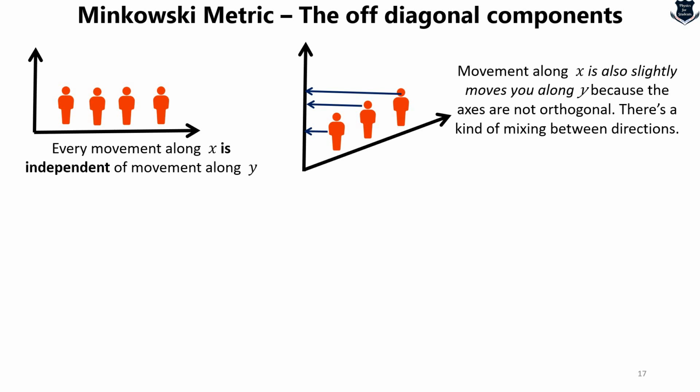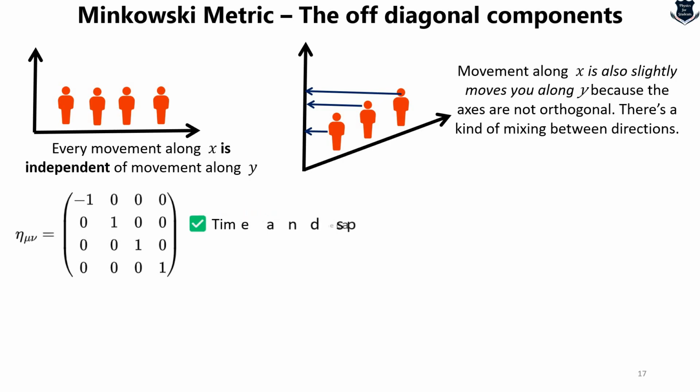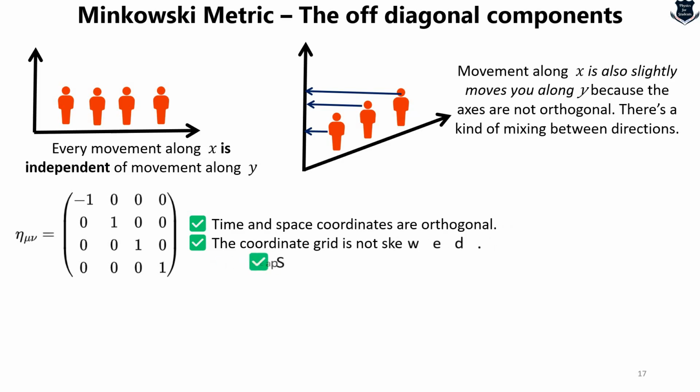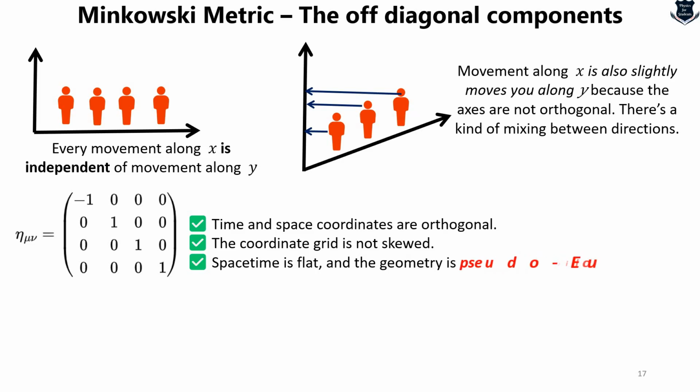So in Minkowski spacetime, the left case was true, but as things curve, it won't be orthogonal. So what we get from here is that time and space coordinates actually are orthogonal. The coordinate grid lines are not skewed, and the time is flat. Then the geometry is what is called pseudo-Euclidean. Now here is a point I would like to explain: why we call it pseudo-Euclidean. We'll come to that part soon.